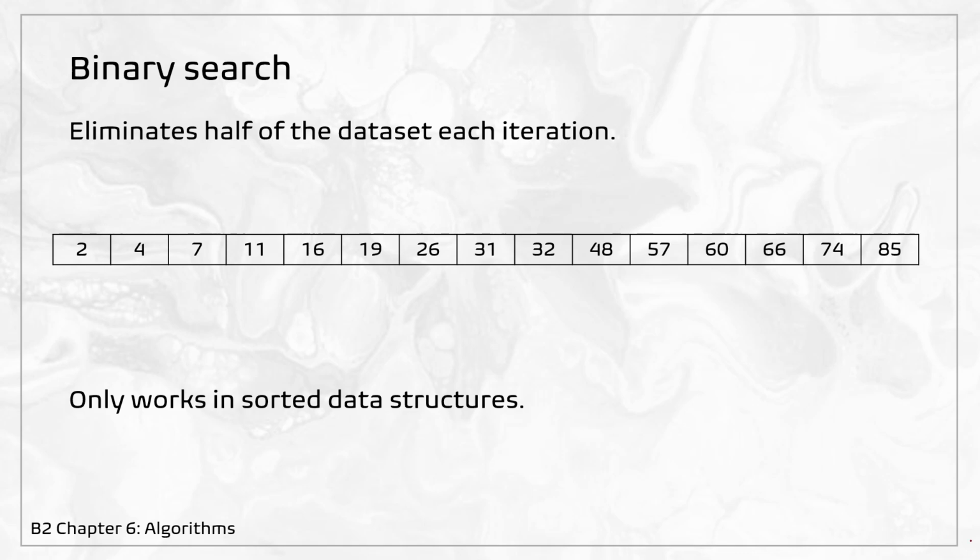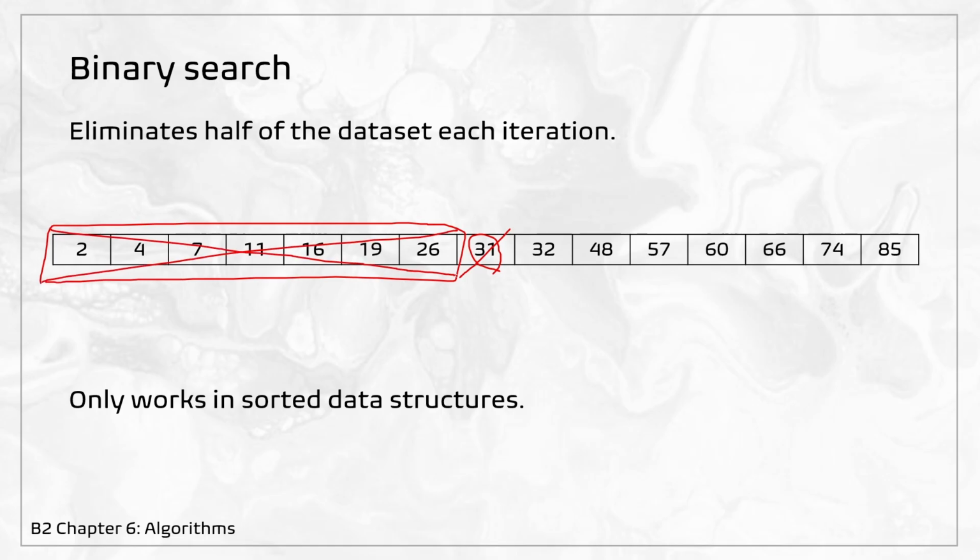For example, in this example input, say we want to find the value 66. We first retrieve the middle value, which is 31. Since 66 is bigger than 31, we can now rule out 31 and this entire left side of the array. So we can just put a little crossover. And now let's focus on the smaller array over here.